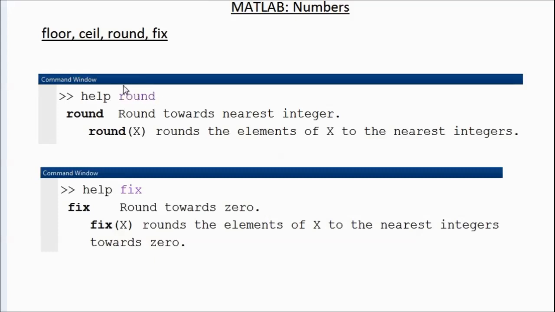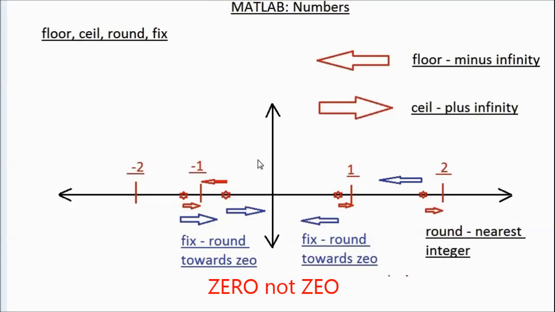The fix command rounds towards 0. The ceil command rounds towards +infinity. The floor command rounds towards -infinity, and so on. This diagram shows how these approximations happen. So floor rounds towards -infinity. The ceil rounds towards +infinity. Round rounds to the nearest integer. Fix rounds towards 0. So this point, for example, rounding this point goes to 2, whereas fixing this point goes to 1.